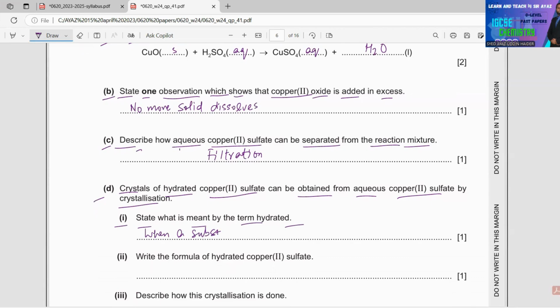And the substance is chemically combined with water, or contains water of crystallization.